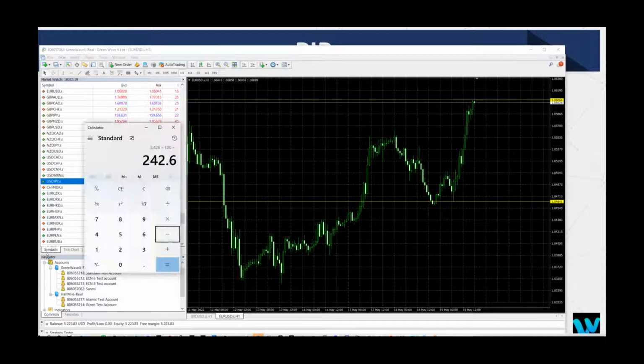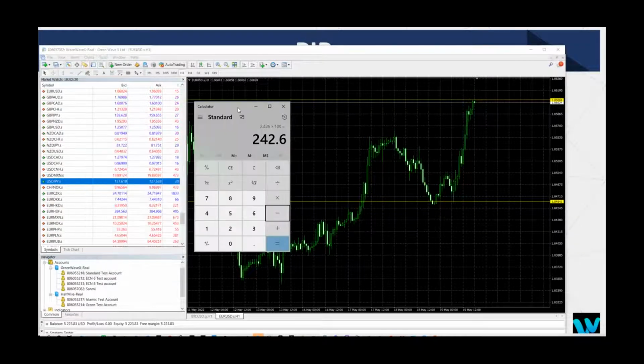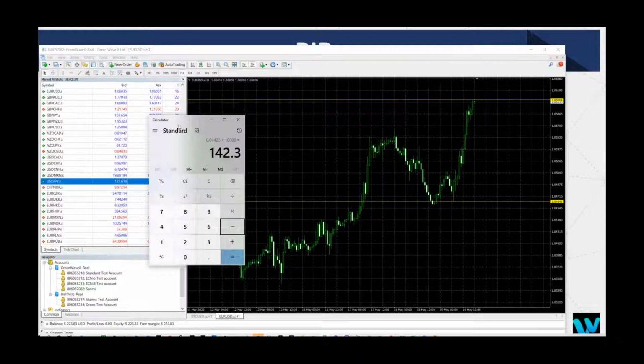1.060, the other one. By using my calculator, I can easily just do 6064 minus 1.0461. If I'm a fan of calculator, it's very easy, very straightforward. And multiply by 10,000, because it's in 5 decimal places. So that's 142.3 pips. But instead of me doing this, I can easily pick a tool here.